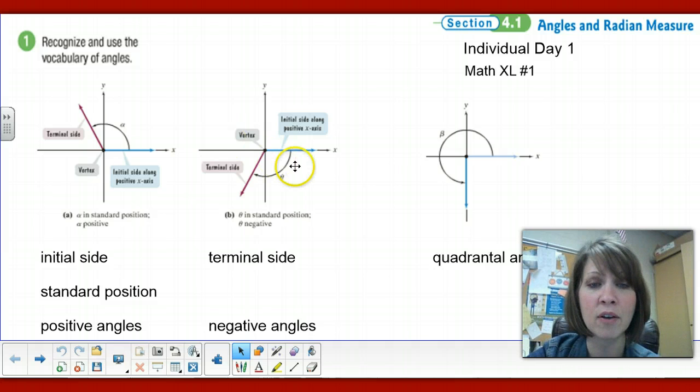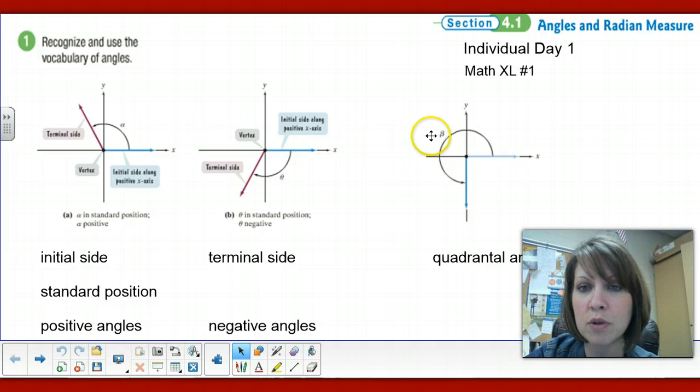A negative angle is when your terminal side starts and moves downward instead of upward. So if it moves downward, we have a negative angle. If it moves upward, we have a positive angle. They've named this angle theta. Theta looks like a 0 with a squiggle, or maybe like a Pepsi symbol. Thetas aren't always negative, just throwing that out there.